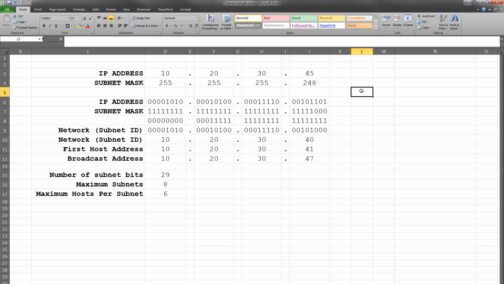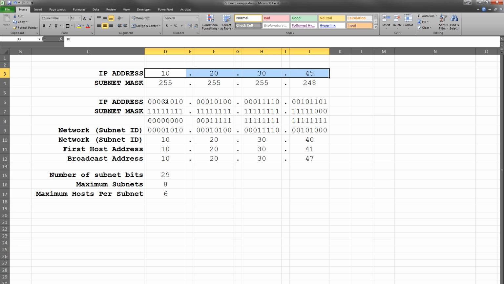Obviously I've made a calculator that does some of the math for you, but you're going to want to learn how to do it manually and not use a calculator that calculates everything for you, because you're going to need to know it. So here's how we translate an IP address into binary.